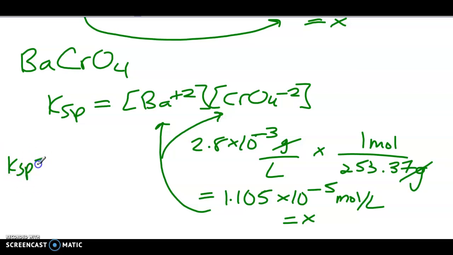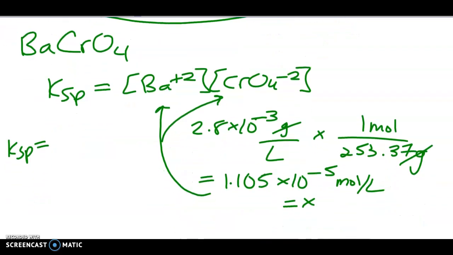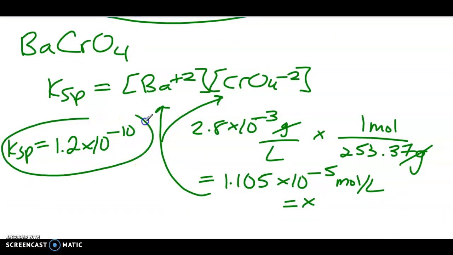So our Ksp value here, let me just double check on this, so it'll be 1.105 times 10 to the -5 squared. So we're going to get 1.22, and we're going to do 2 sig figs, so 1.2 times 10 to the -10 in this case.